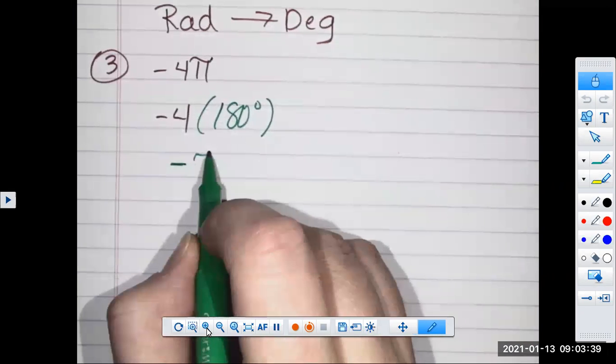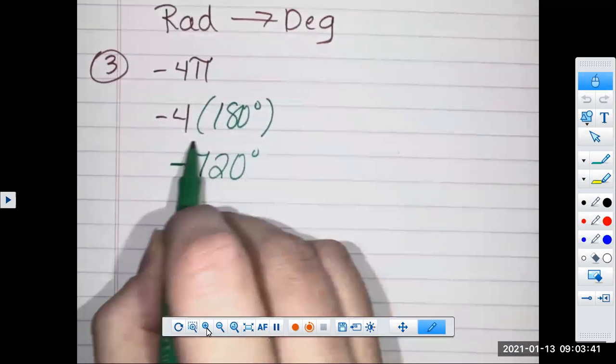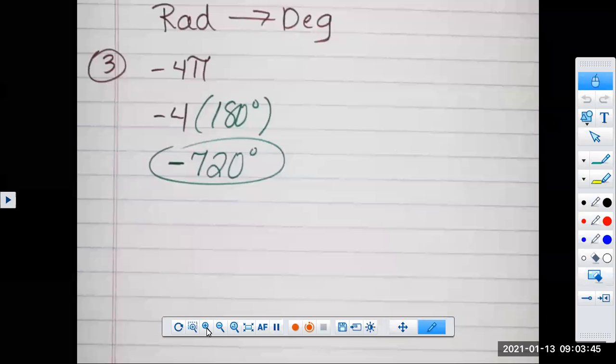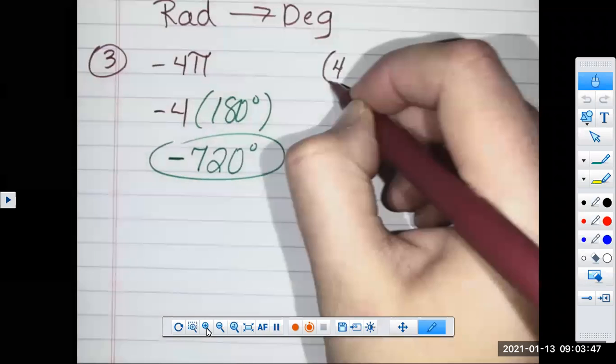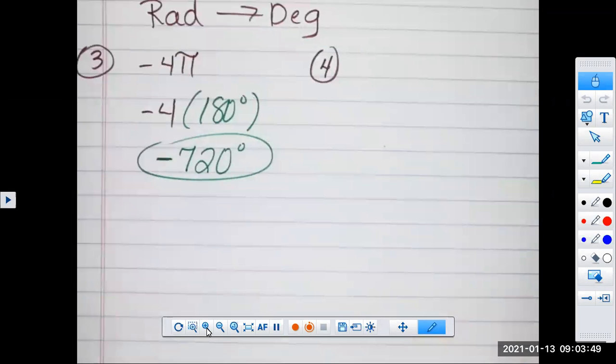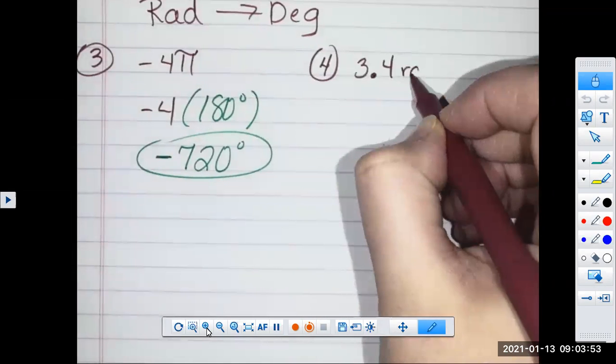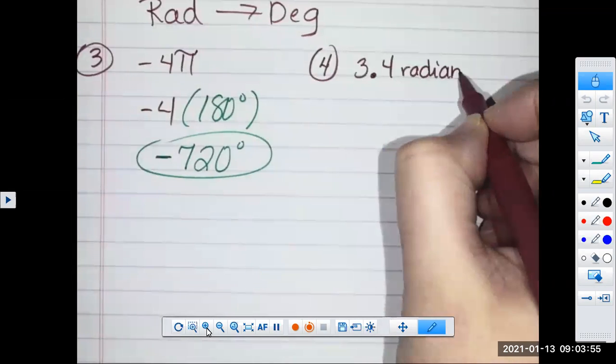There you go. 720 degrees. So if you have pi, plug in 180. But sometimes they give you the decimal version of radians, such as the number 3.4 radians, and they want you to change that over to degrees.